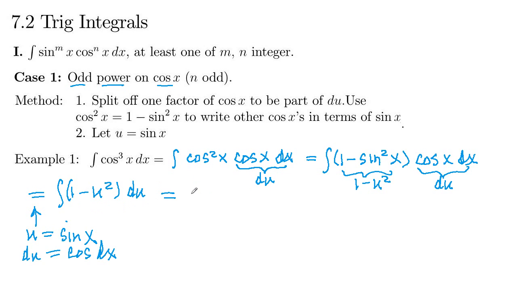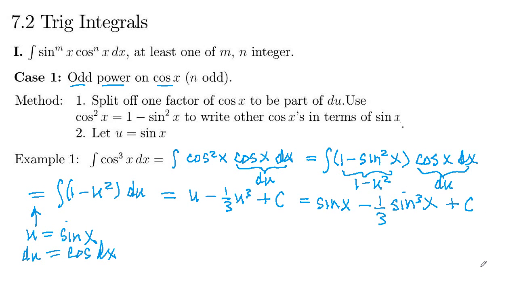So the antiderivative of 1 is u. The antiderivative of u squared is u cubed over 3, or 1/3 u cubed, and then plus a constant. And now we just have to reverse the substitution. u is sine x, so this will be sine x minus 1/3, and then u cubed will be sine cubed x. And then, since it's an indefinite integral, plus the constant on the end. And that's all there is to it.